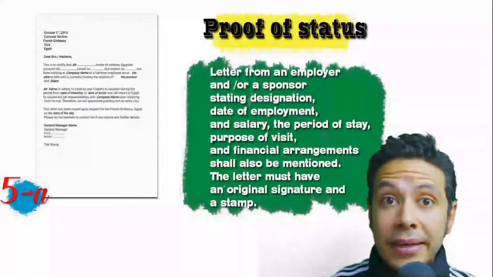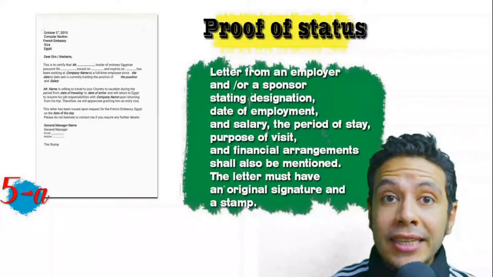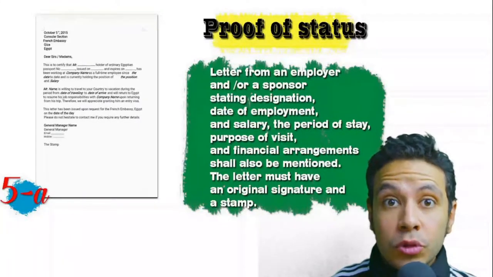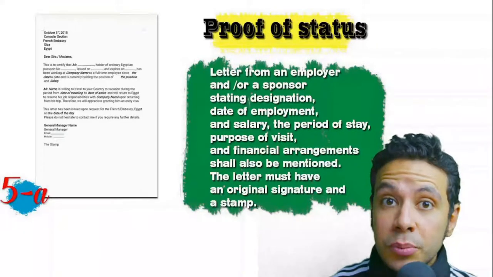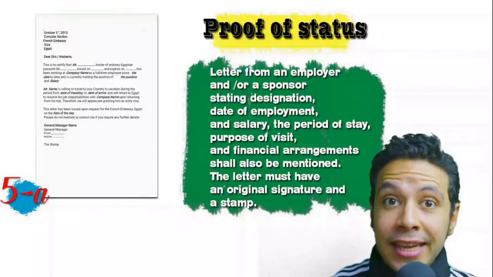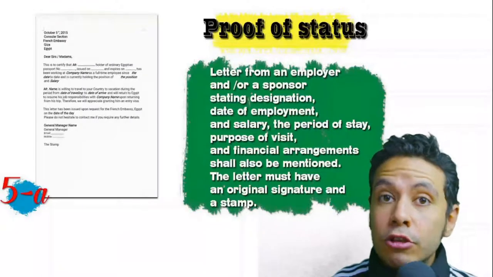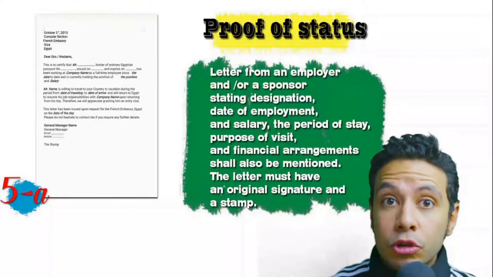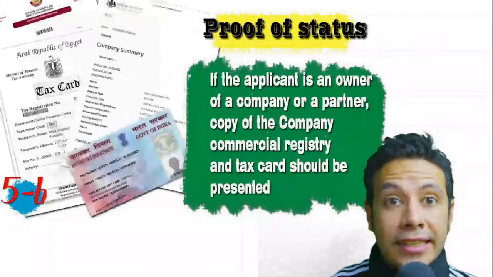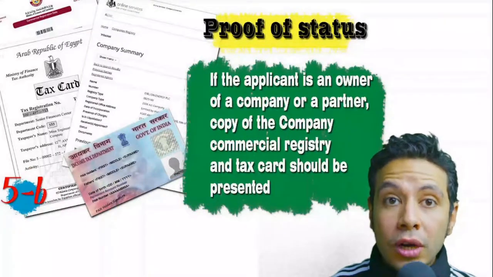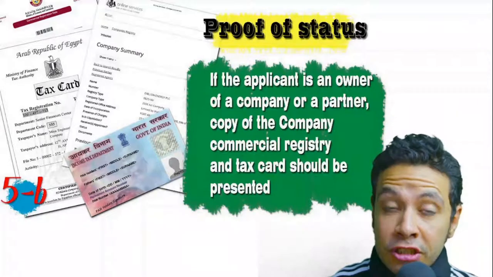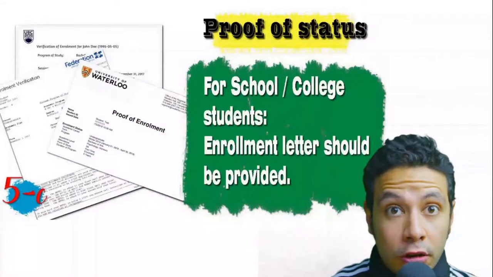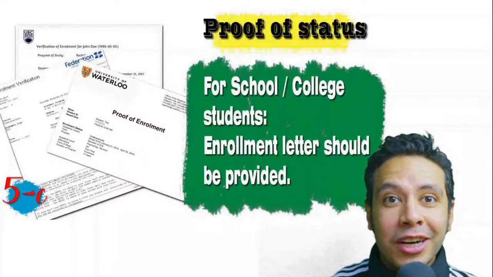In most of the visa application processes you will be required to provide a proof of status. For example, if you are an employee, you will have to provide a letter from your employer or from your HR department mentioning your name, your work details, and your salary. Both address and contact numbers should be mentioned also in that letter. And all letters must have an original signature and a stamp. But in case you are the owner of the company or you run your own business, then your commercial registry and your tax card must be presented.